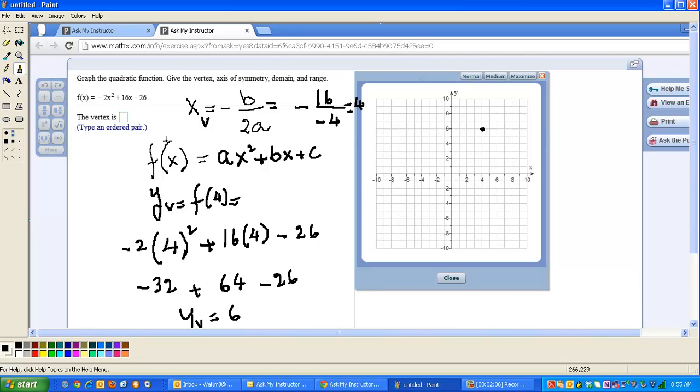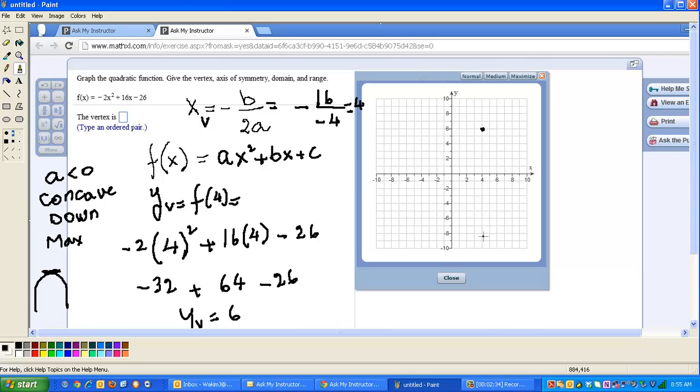Now, because the function has a negative a, every time we have an a less than 0, the graph would be concave down, right? So it's concave down, and therefore we end up with a maximum. Think about it, if the graph looks like this, then definitely we have a maximum. So the vertex 4, 6 is a maximum, and the graph should be looking like that.